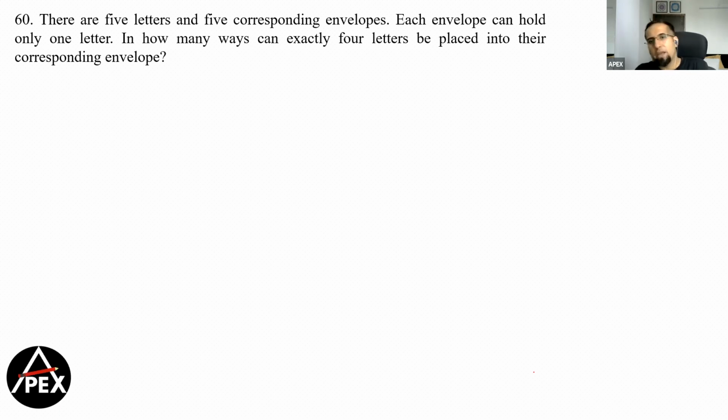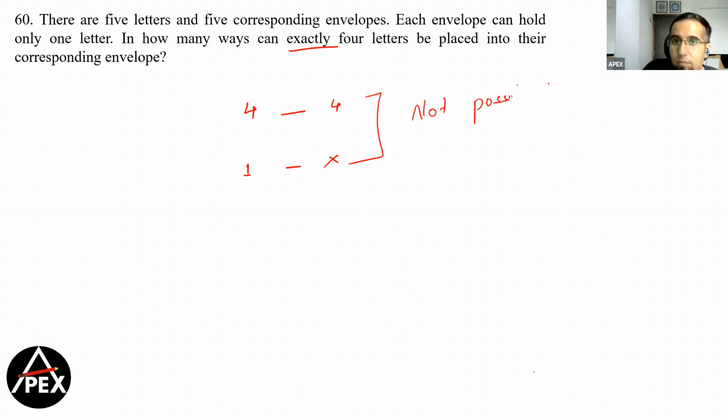In how many ways can 4 letters get into the right envelope? Exactly 4. Now remember, if you are saying exactly 4, it has to be 4 in the correct envelopes and 1 in the wrong envelope. That is not possible at all. Please remember, if A is going to 1 and B is going to 2 and C is going to 3 and D is going to 4. Suppose these are my 4 correct envelopes. Where is E going? He has to go to 5. Then this also becomes the correct envelope.